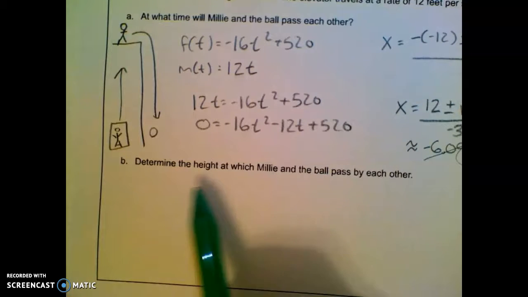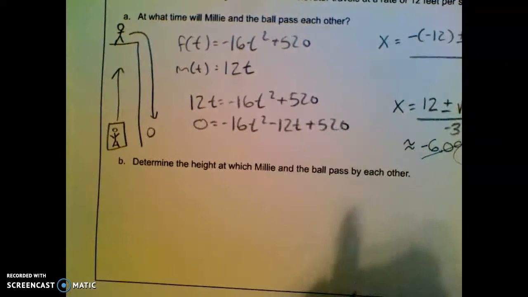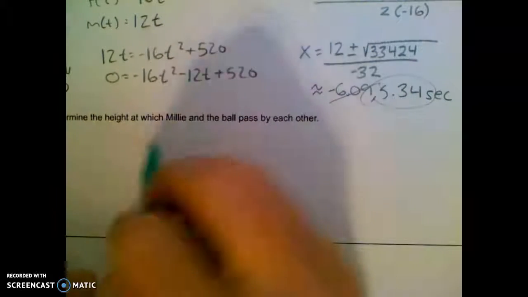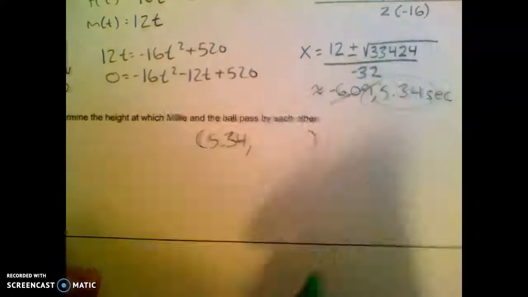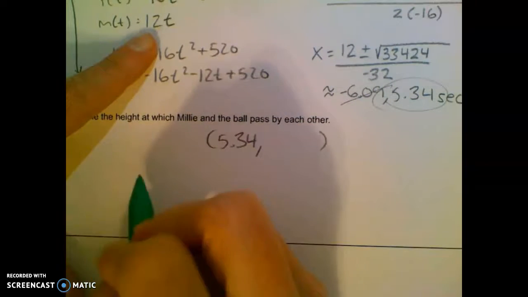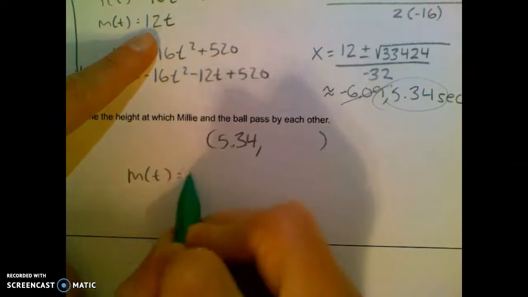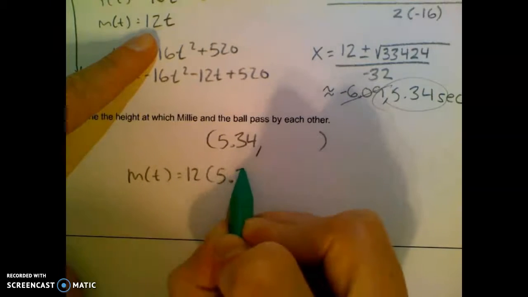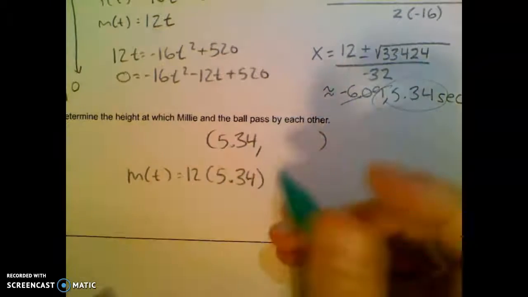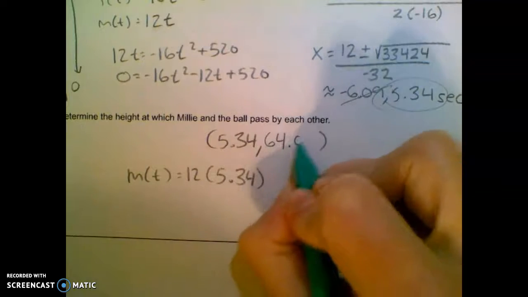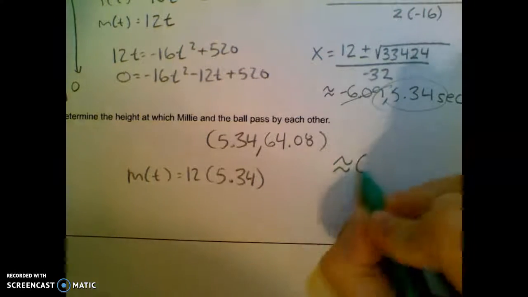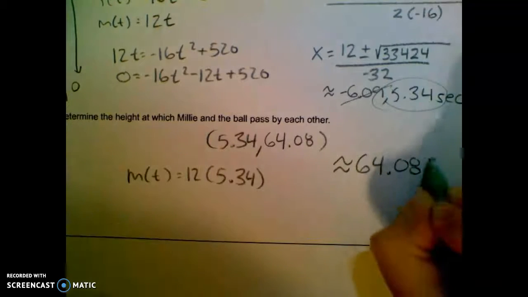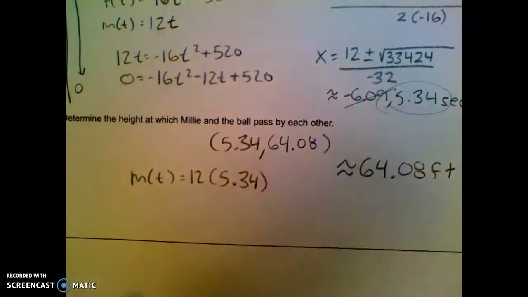And then to determine the height at which Millie and the ball pass by each other, you just literally plug in. This is how long it took to pass, and then this is the height at which it passed. I'm just going to plug this into the easier equation. So m of t equals 12 times 5.34, and that is 64.08. So the height is 64.08 feet approximately. Okay, hopefully that wasn't too quick.